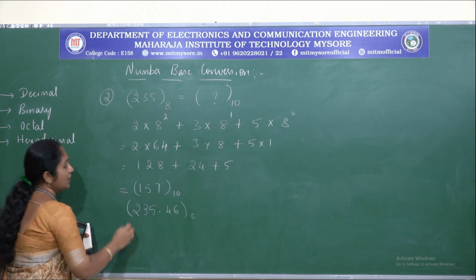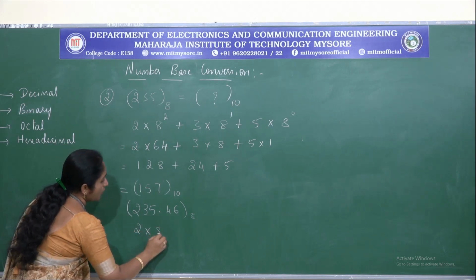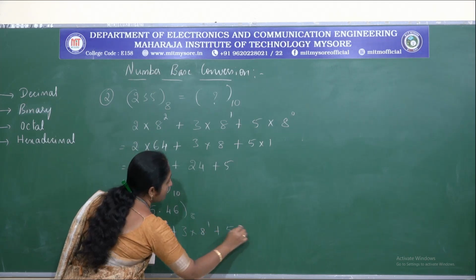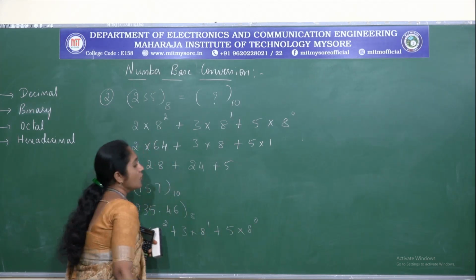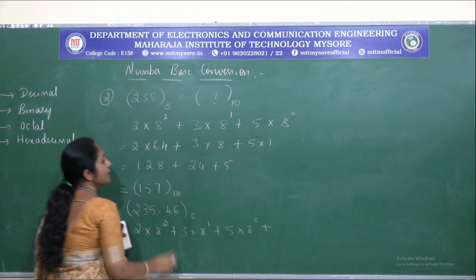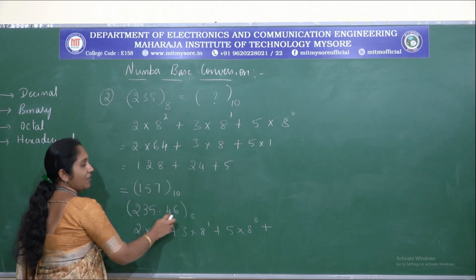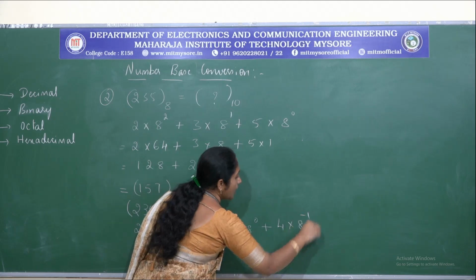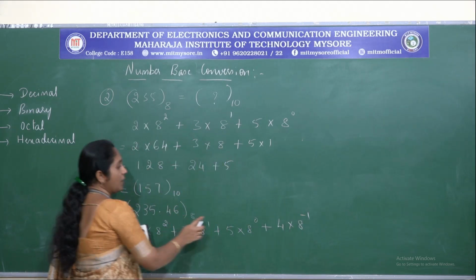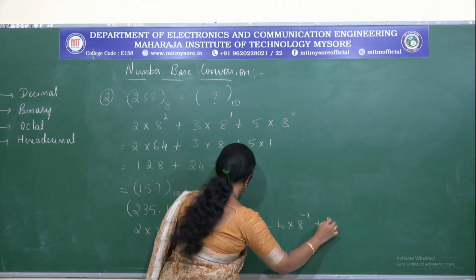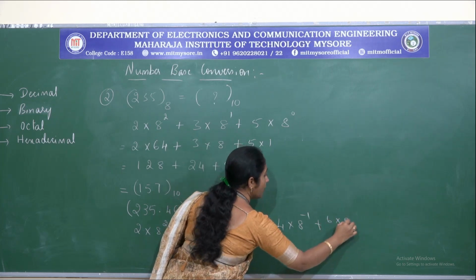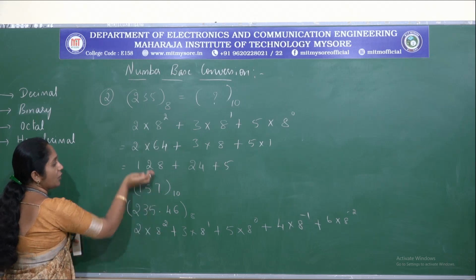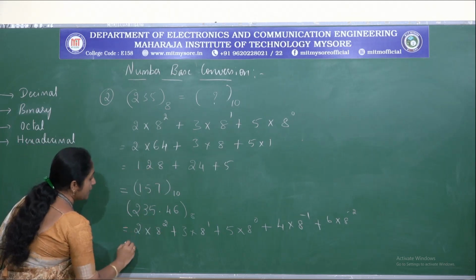So we need to expand in a similar way. 2 into 8 power 2 plus 3 into 8 power 1 plus 5 into 8 power 0. After the decimal point, we need to express the powers in negative. So 4 into 8 power minus 1 plus 6 into 8 power minus 2. Here the whole number part will remain as it is.